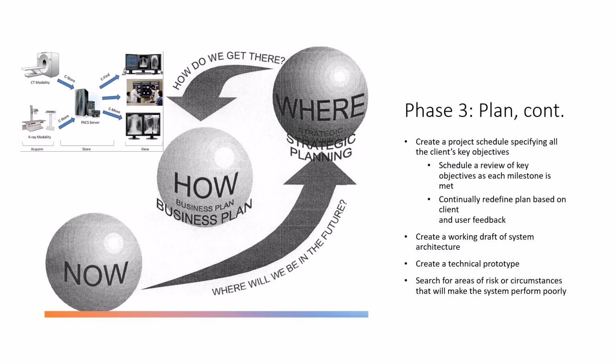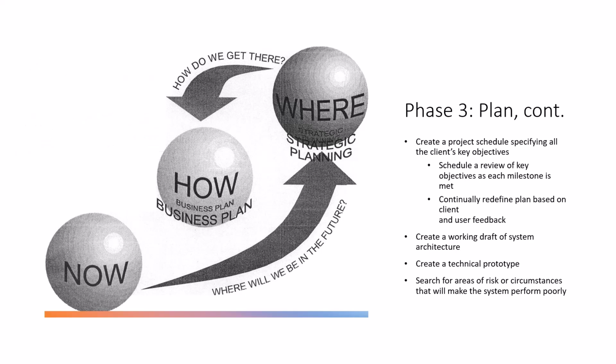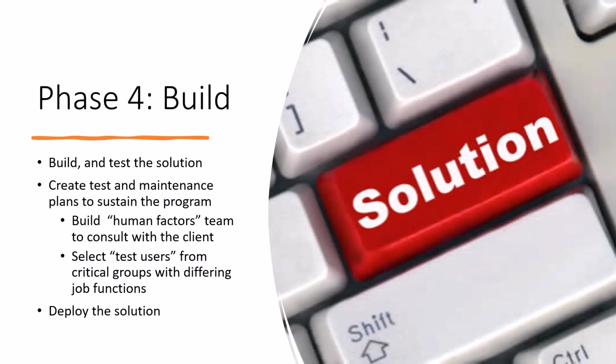Continually redefine your plan based on the feedback you get at each of the milestones, and create a working draft of the system architecture. Prior to implementing, create a technical prototype and see if the plan works. At this time, you can analyze and search for areas of risk or circumstances that will make the system perform poorly. Once that's done, you must build and test your solution. You create a test and maintenance plan to sustain the program. That includes test users and human factors, and then you deploy the solution.